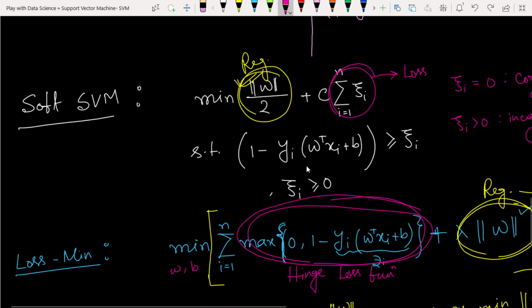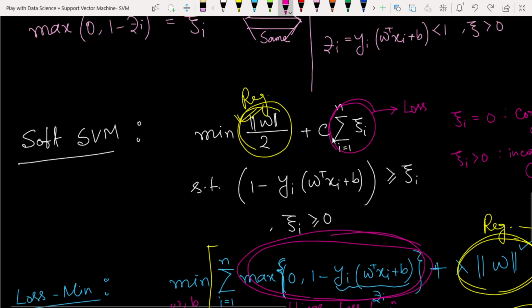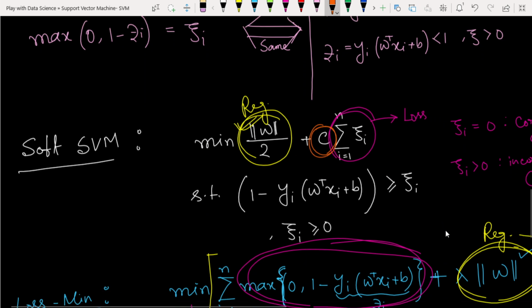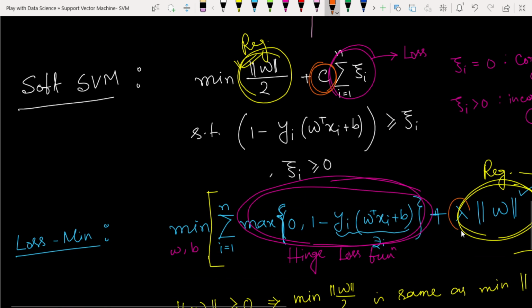Here we have taken the summation, here also taking the sum. The main thing is the parameter. In soft margin we have taken the parameter C, and in the loss minimization we have taken our parameter lambda. But these are actually hyperparameters, and they will work from a different perspective.